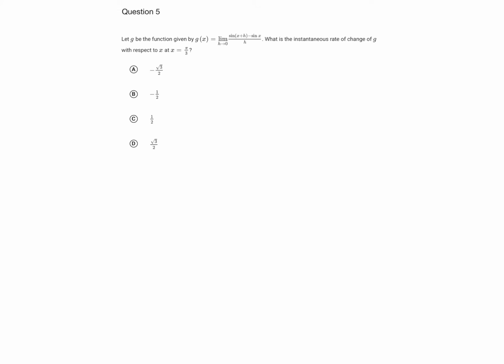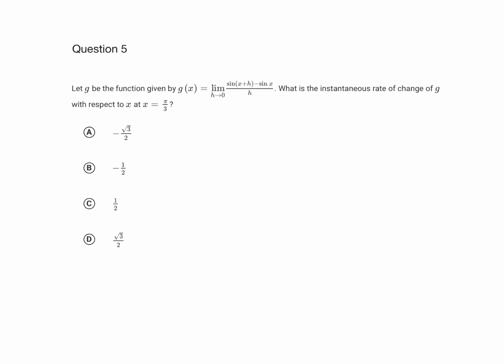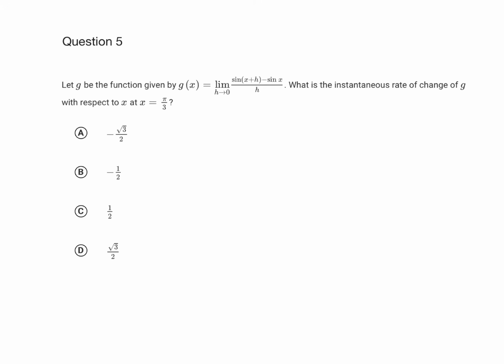Alright, I thought this was probably the trickiest problem on here. So they say let g be the function given by g of x equals the limit as h approaches 0 of sine of x plus h minus sine of x over h. Okay, and then they ask for what's the instantaneous rate of change of g with respect to x at x equals pi over 3.